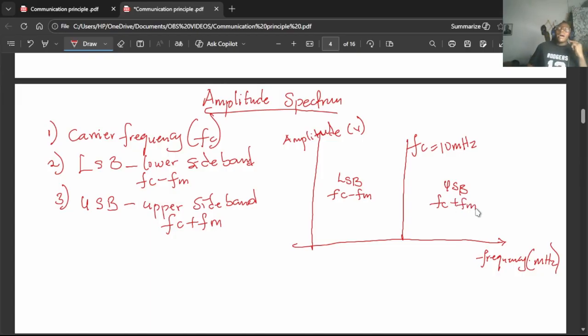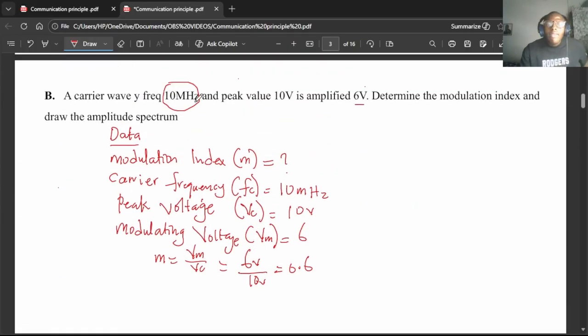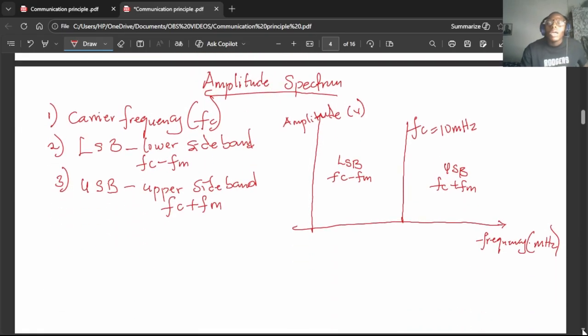Now remember, we are given a peak voltage. And we said that peak voltage is 10 volts. Look at our question: we are given a peak voltage here to be 10 volts. So now you go back to your amplitude spectrum. Where do you think your 10 volts is going to be?